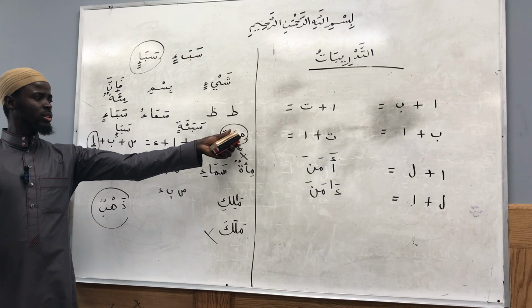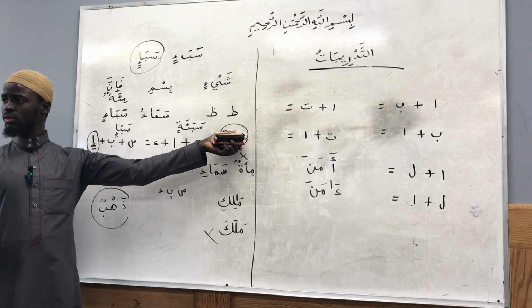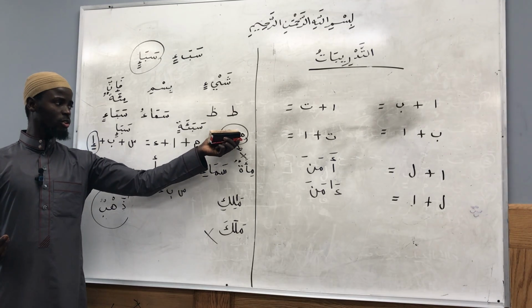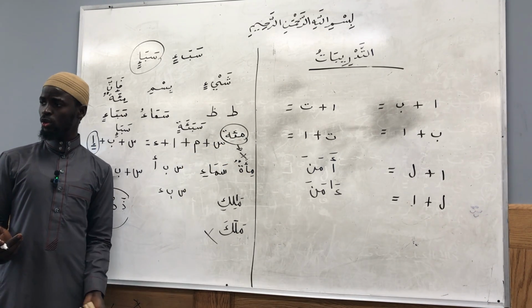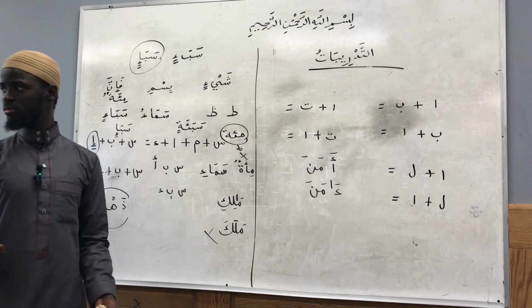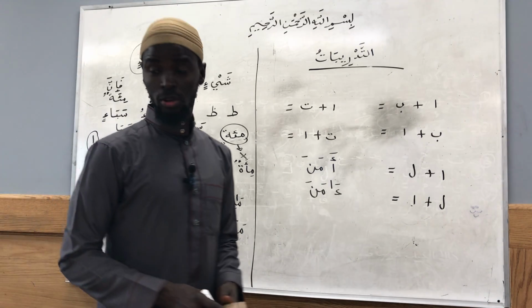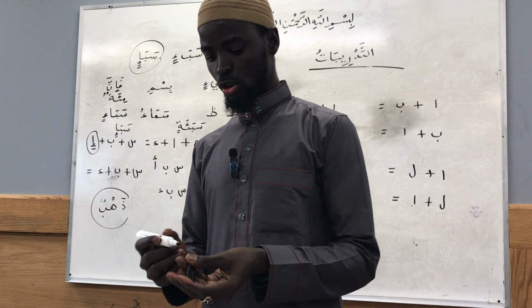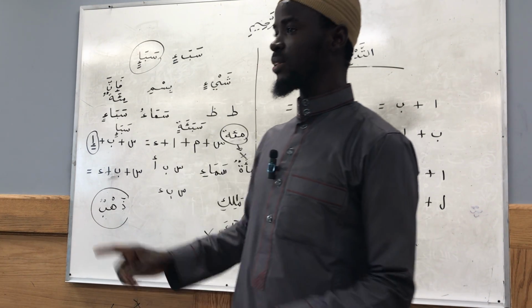I will always go with this. You understand? I will always go with this. But some scholars will say this is wrong, and this is how you're supposed to write it. I don't know their reason, but maybe they have their own reason. How did the Quran write mi'atun?